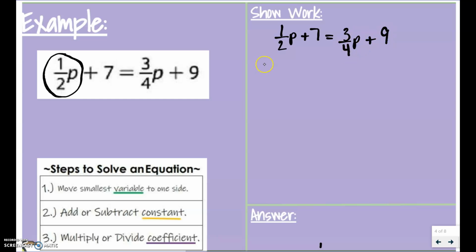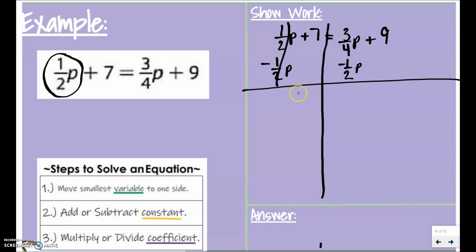So I know I need to move 1/2 p, so I'm going to subtract 1/2 p, and what I do to one side, I do to the other. Remember, I have my line to separate everything. Okay, this cancels. I'm left with 7 is equal to 3/4 p minus 1/2 p. So in order to subtract fractions, we know that you need to have like terms, a common denominator. So I'm going to multiply this by 2.